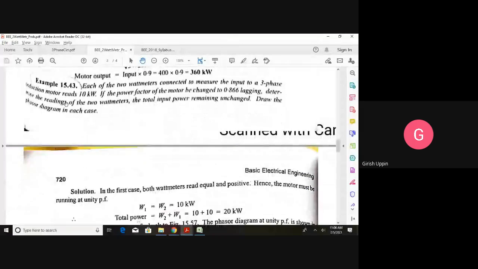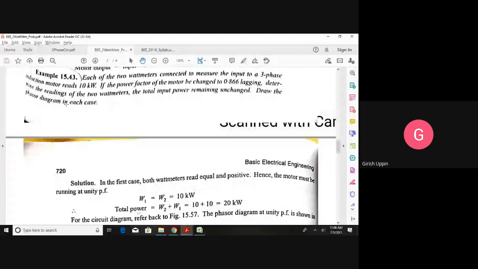Next problem. Each of the two wattmeters connected to measure the input to a three-phase induction motor reads 10 kilowatt. So what we have, two wattmeters are connected to measure three-phase power. The load is an induction motor, and each reads 10 kilowatt, meaning both are reading exactly the same. If the power factor of the motor is changed to 0.866 lagging, determine the reading of the two wattmeters. The total input power remains unchanged. Draw the phasor diagram in each case.